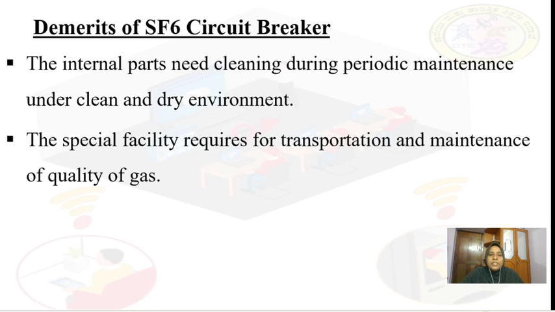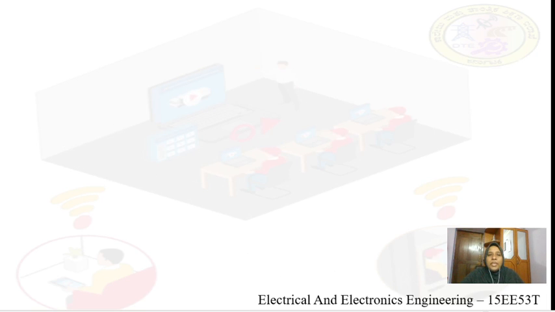Next demerit is the special facility required for transportation and maintenance of quality of gas. SF6 gas is manufactured in the manufacturing unit, then it is brought to the place where it is being used. That means transportation facility is required. When you are transporting also, you should see that no moisture enters and the SF6 gas doesn't leak. So special facility should be required and maintenance of the quality of the gas should be taken up. All these things require a higher cost, right? It is actually a costly gas. So these are the demerits of SF6 circuit breakers.